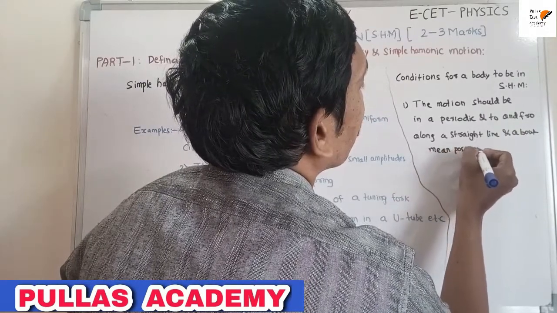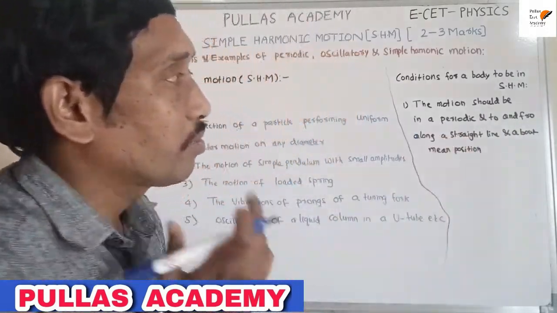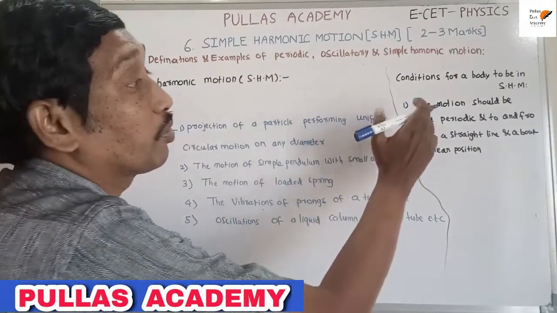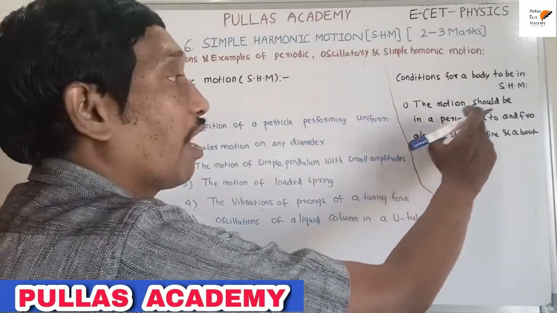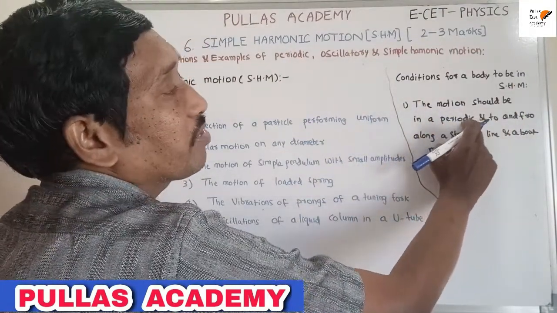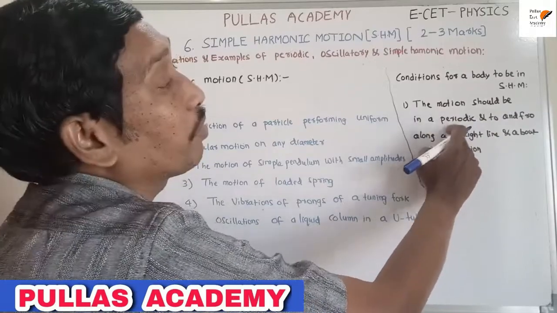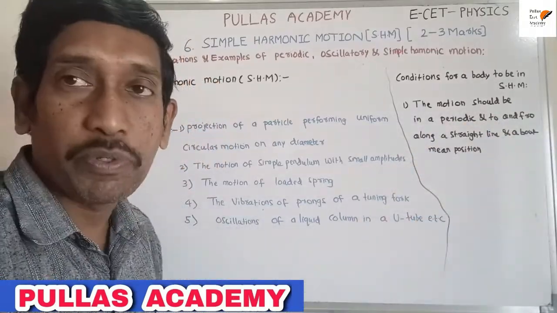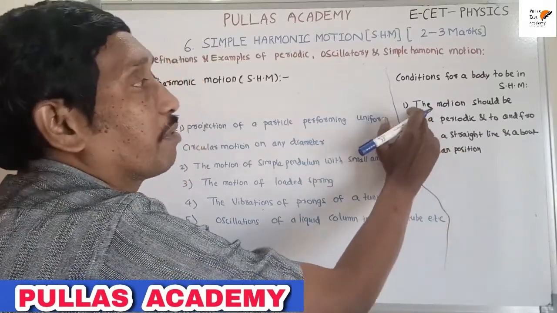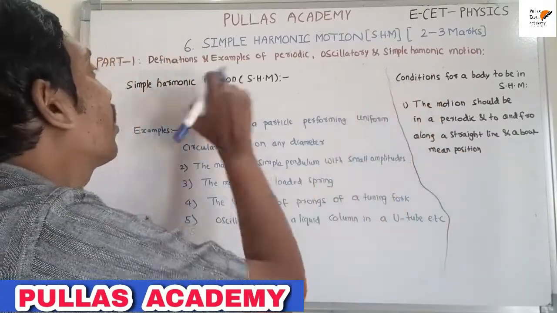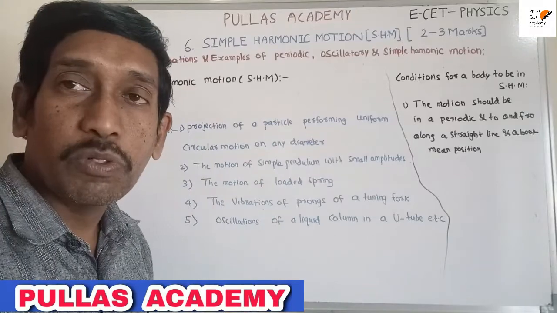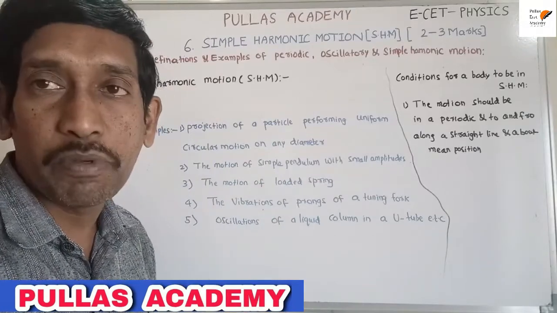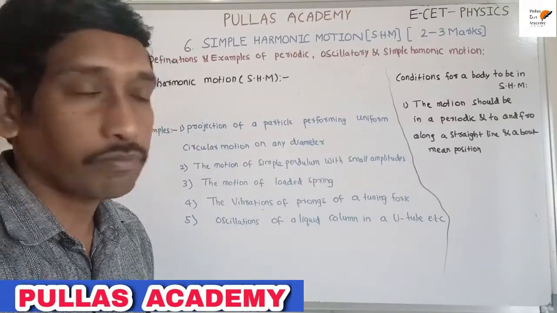That means if you want S.H.M, the motion must and should be periodic. Periodic means it repeats at regular intervals. How does it repeat? It repeats to and fro along a straight line about the mean position. If any motion repeats in this way, that is called simple harmonic. That is the condition number 1.